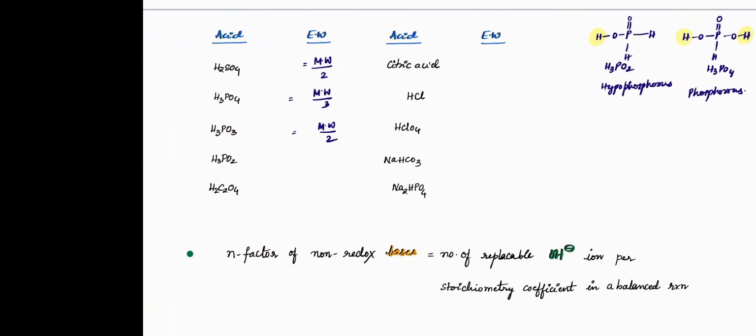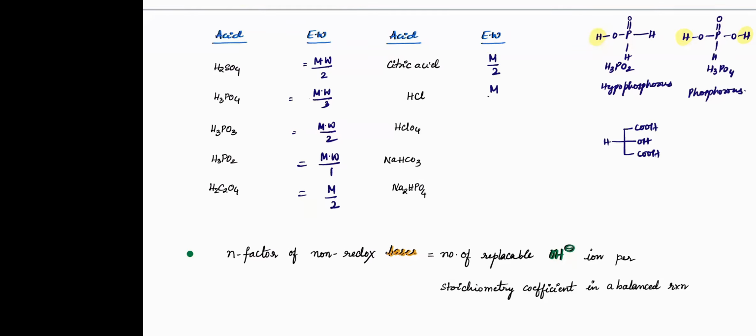Next, H3PO2 molecular weight by 1. H2C2O4 M by 2 because it has 2 replaceable hydrogens. Citric acid, M by 2. It has 2 OH groups, one above and one below. Citric acid typically looks like this. We have COOH, COOH, H and OH. This will be the structure of citric acid. So it has two replaceable hydrogens from the carboxylic acid.